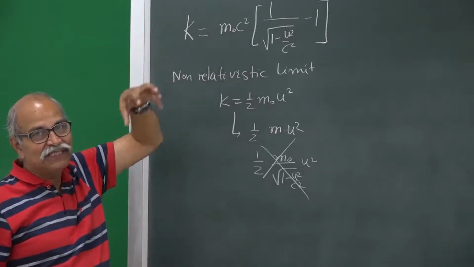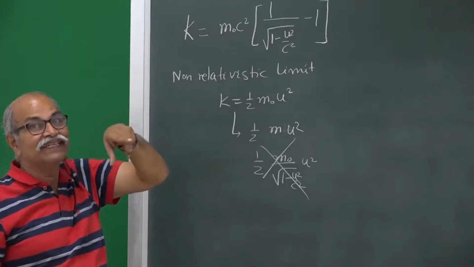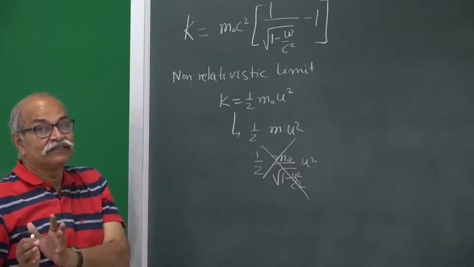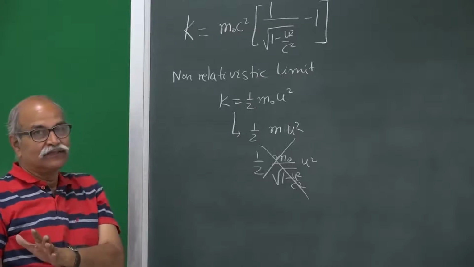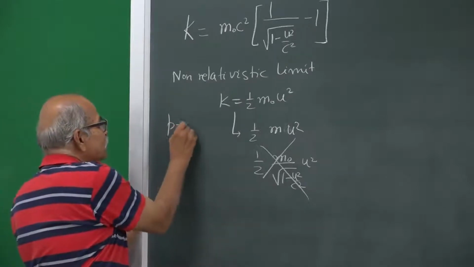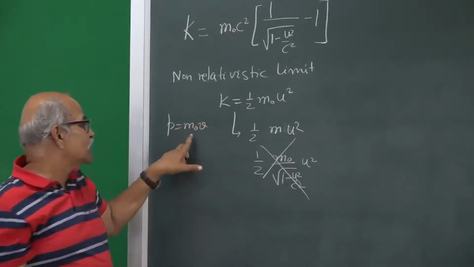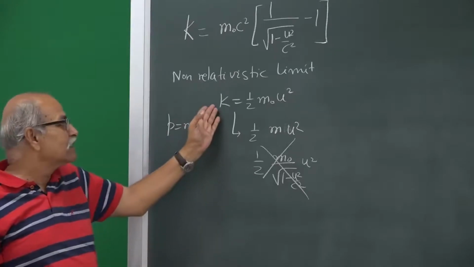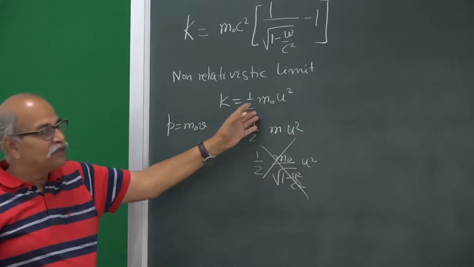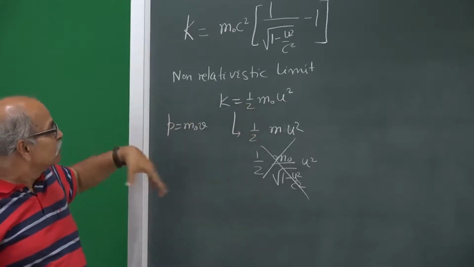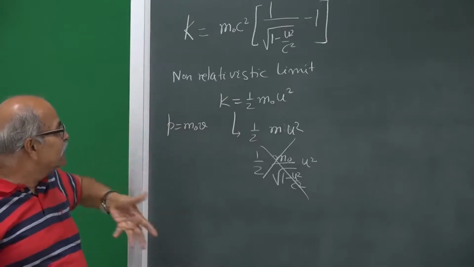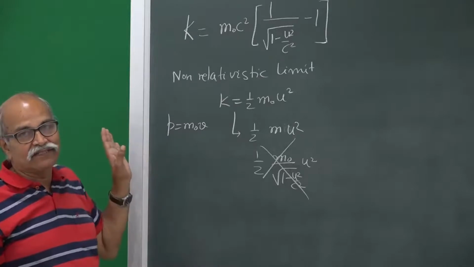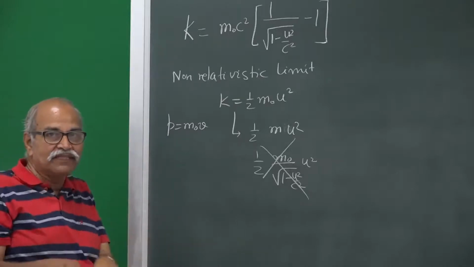So, the concept of relativistic mass, once again I emphasize, is for limited use. Linear momentum, yes, your definition is P equal to mv. In place of rest mass, you put that relativistic mass, you get the right expression of P. But kinetic energy, no. So, for very limited purposes, this concept of increase in mass with velocity etc. can be utilized.